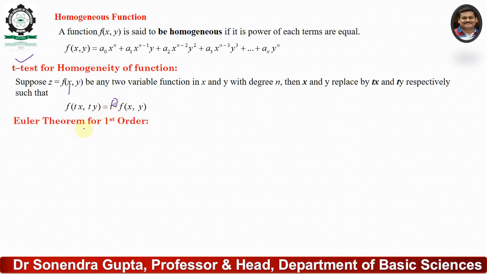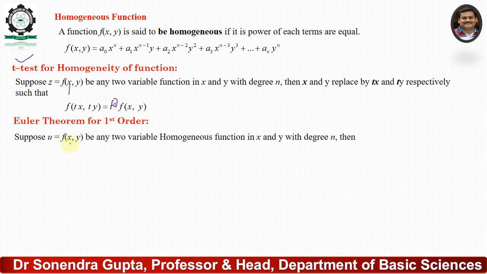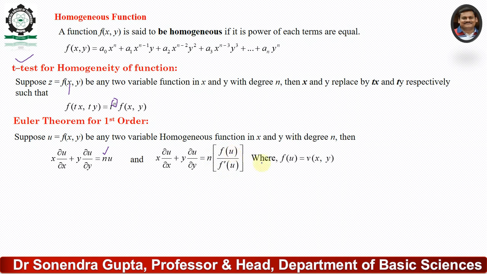Okay, Euler's theorem for first order. Suppose u equals f of x, y is any two-variable homogeneous function in x and y with degree n. Then by Euler's theorem, x del u by del x plus y del u by del y equals n u, where n is called the degree of the function. This theorem is also written as x del u by del x plus y del u by del y equals n f of u upon f dash of u, where f of u is written in terms of u.